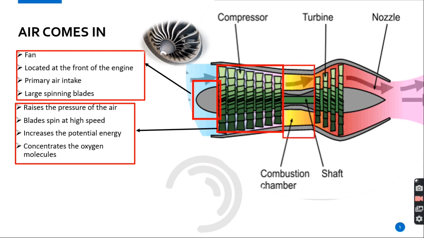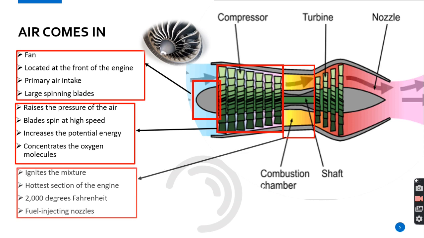The combustion chamber. The combustor introduces fuel into compressed air and ignites the mixture, creating a high pressure expanding gas. This is the hottest section of the engine, where energy is released from burning fuel and temperatures can climb over 2000 degrees Fahrenheit. The combustor is lined with fuel injecting nozzles and an igniter to spark the reaction.